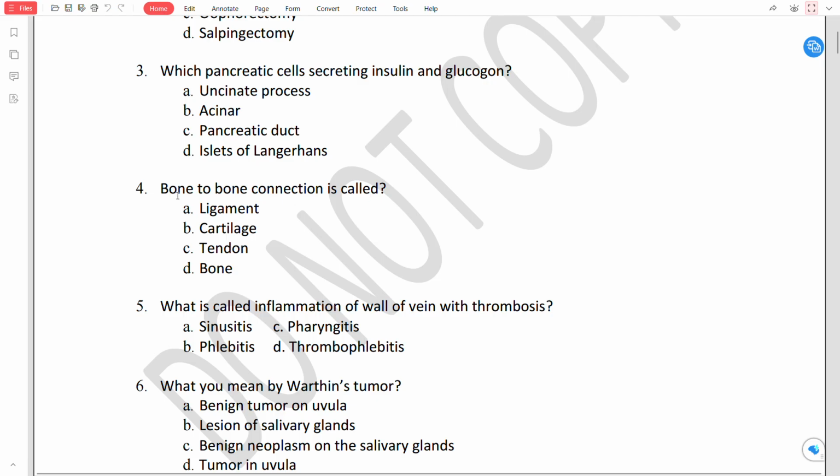Fourth question. Bone-to-bone connection is called: option A, ligament. Option B, cartilage. Option C, tendon. And option D, bone.